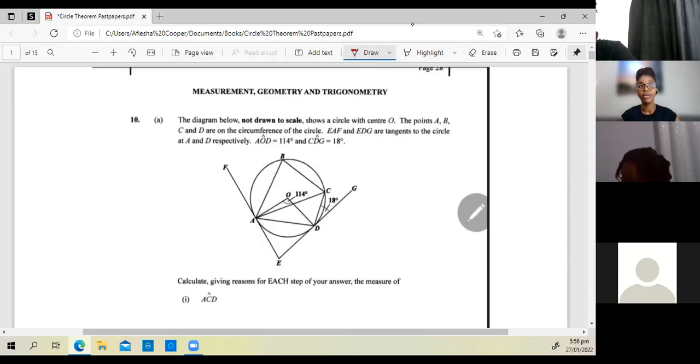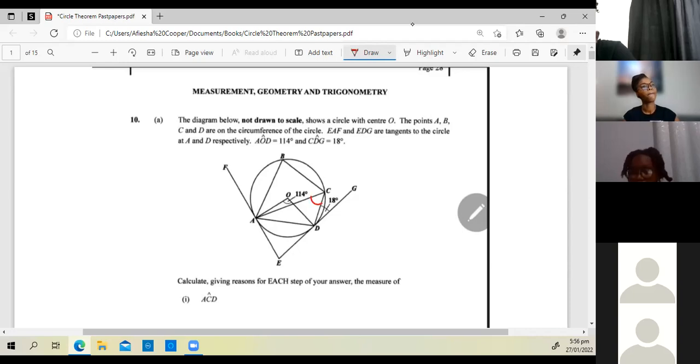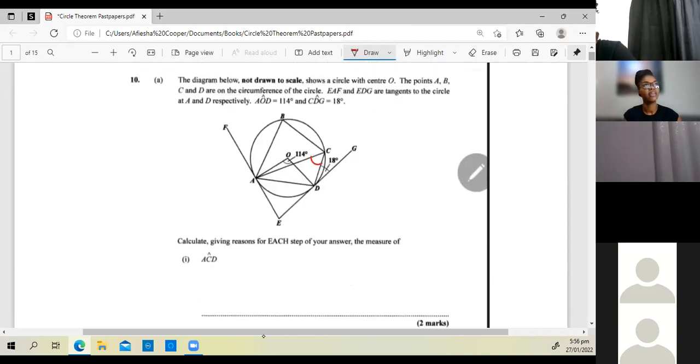So we go from A to C to D. How much is this? Make sure you follow your lines, A to C, C to D. So how much is that? Let's go, participate.